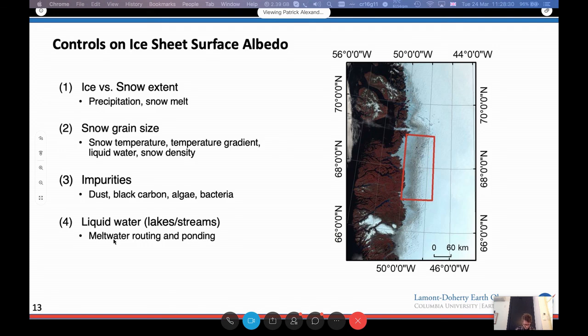So now I'm going to switch over to talking about the NASA GISS model.